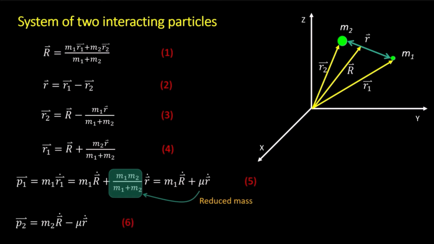Similarly, we can have the momentum for the second particle, m2 R dot minus mu r dot, because there is a sign change between r2 and r1 in these expressions. So even though it is positive here, it's negative in the expression for the second particle.